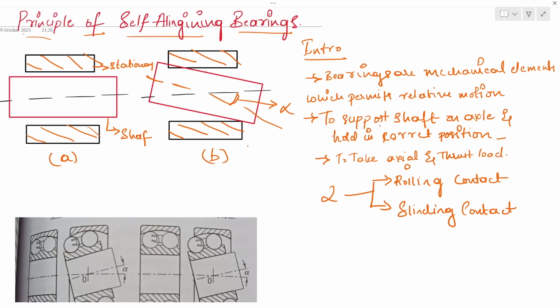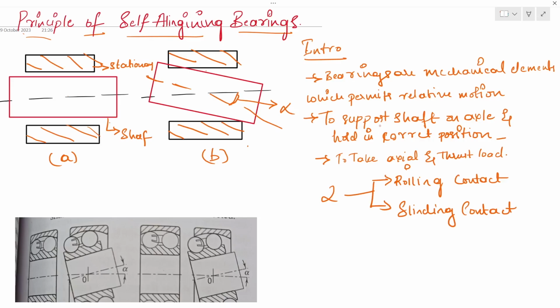So what happens? The shaft will come and hit the stationary element, which will not serve its basic purpose. It will not allow the free rotation of the shaft. It will increase the friction and cause wear and tear, and it will drastically reduce the fatigue life of the shaft. In order to solve this problem, self-aligning rolling contact bearings are introduced.